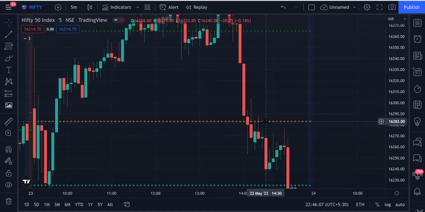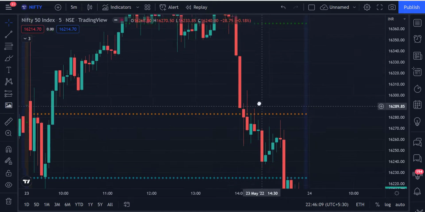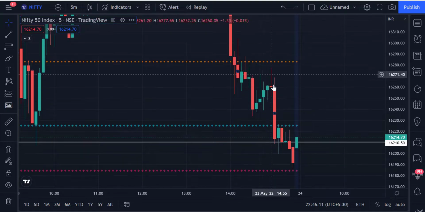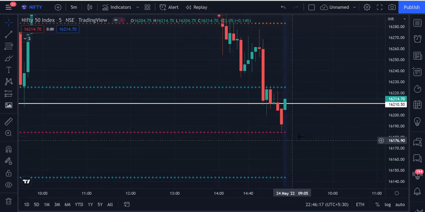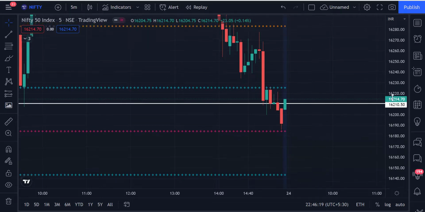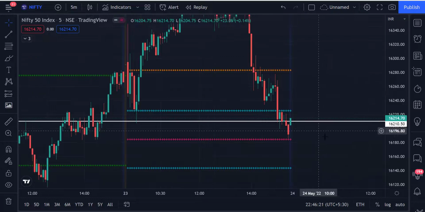So right after that I exited the trade, and even the Nifty fell below this line as well, and it actually touched the central pivot line. So the CPR trick also worked for today.